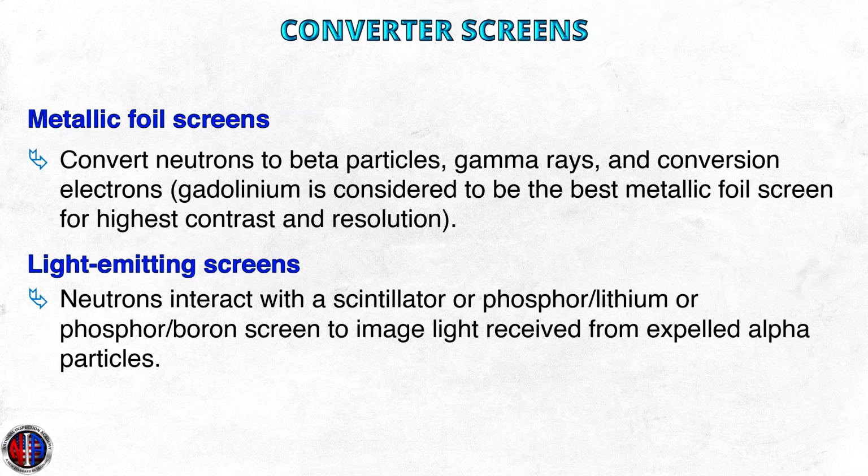Two common neutron radiography converter screens are metallic foil screens and light-emitting screens. Metallic foil screens convert neutrons to beta particles, gamma rays, and conversion electrons. Gadolinium is considered to be the best metallic foil screen for high contrast and resolution. Light-emitting screens, in which neutrons interact with a scintillator or phosphor-lithium or phosphor-boron screen to image light received from expelled alpha particles.